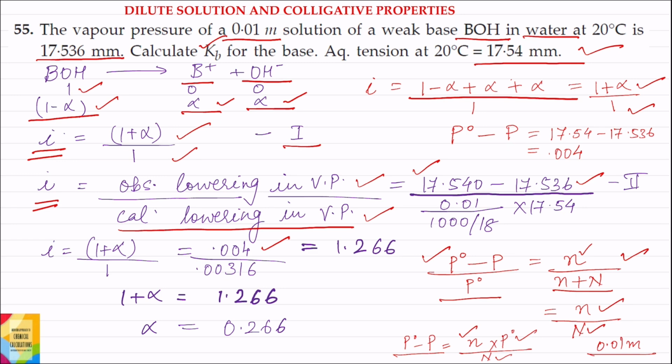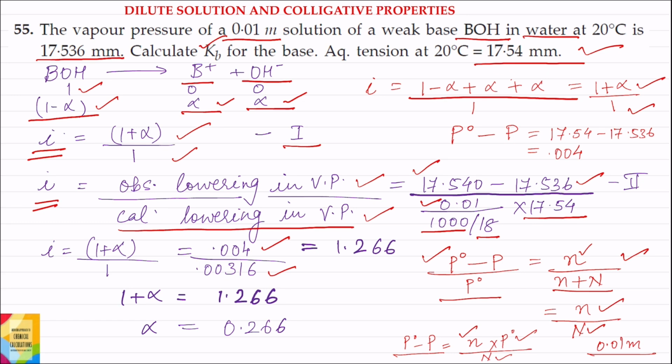Now putting the values, moles of solute is 0.01 moles. Moles of solvent will be equal to weight of solvent, that is 1000 grams (1 kg is equal to 1000 grams), divided by molecular weight of solvent, that is 18, since the solvent is water, into P naught. P naught is given as 17.54, which is the vapor pressure of pure solvent, which in this case is water. Solving, the calculated lowering in vapor pressure is equal to 0.00316 millimeters of mercury.